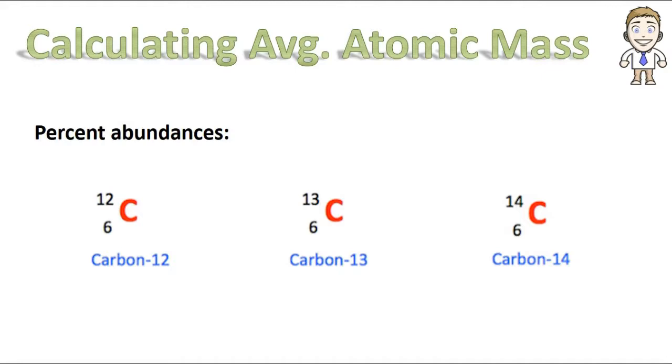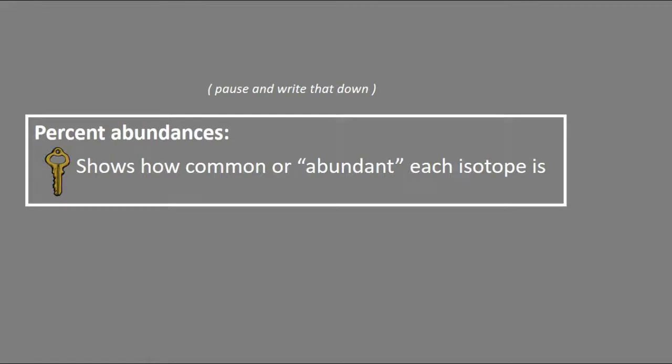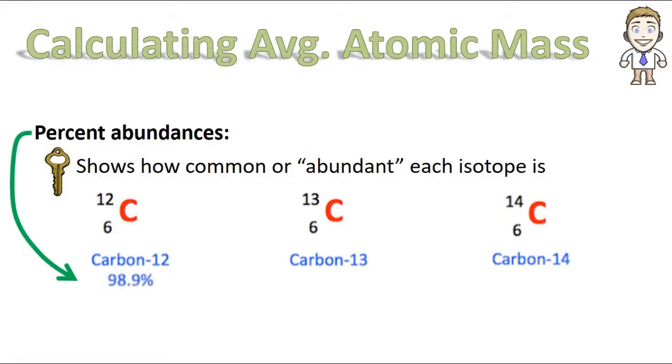Before we do that, there is one other idea you have to understand, and that is percent abundances. Sounds scary, but it's a pretty simple idea. It simply shows for each isotope how common or abundant it is. So for carbon 12, it has a percent abundance of 98.9%. That means of all the carbon atoms in the whole universe, almost 99% of them have a mass of carbon 12, whereas only about 1% have a mass of carbon 13, and an extremely small percentage have a mass of carbon 14. You'll need to be given this information too in order to do the calculation of average atomic mass.